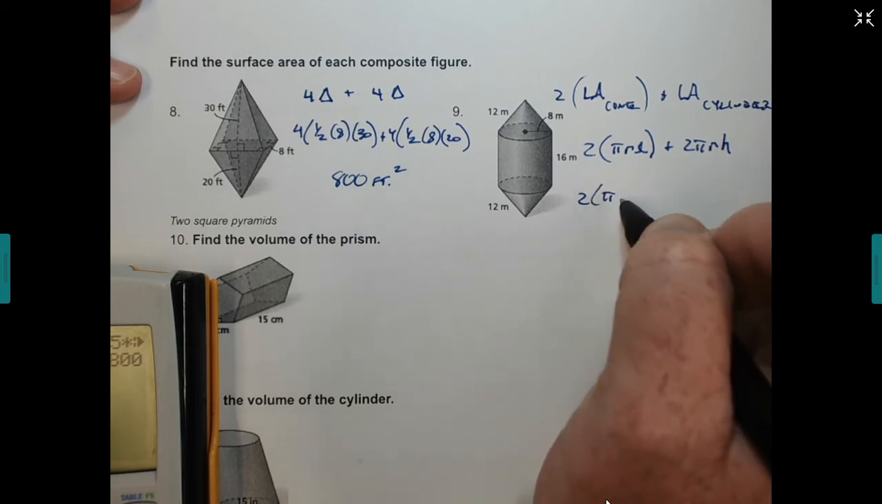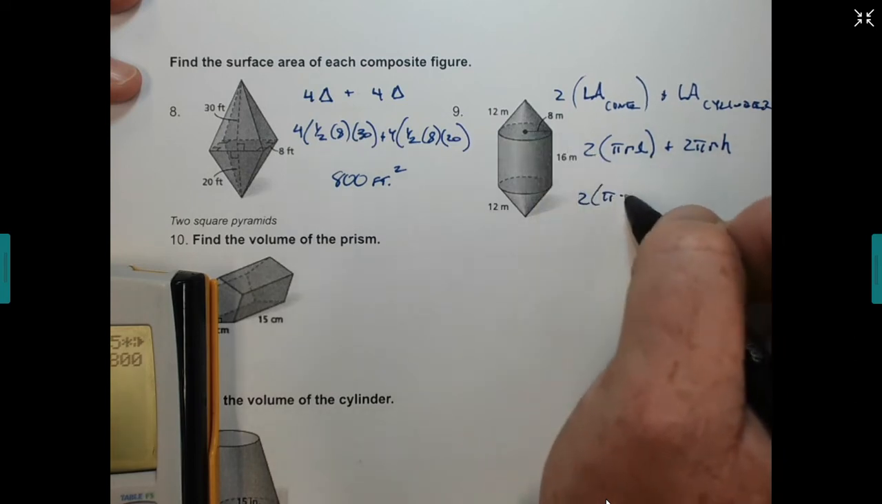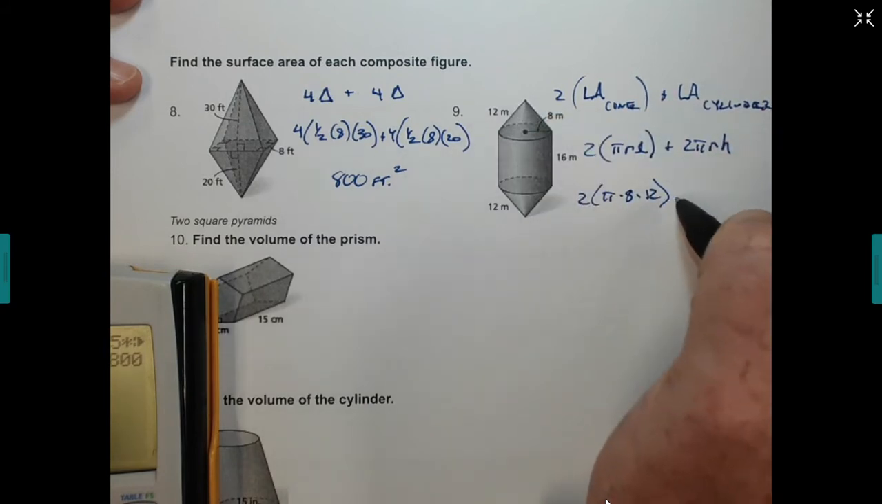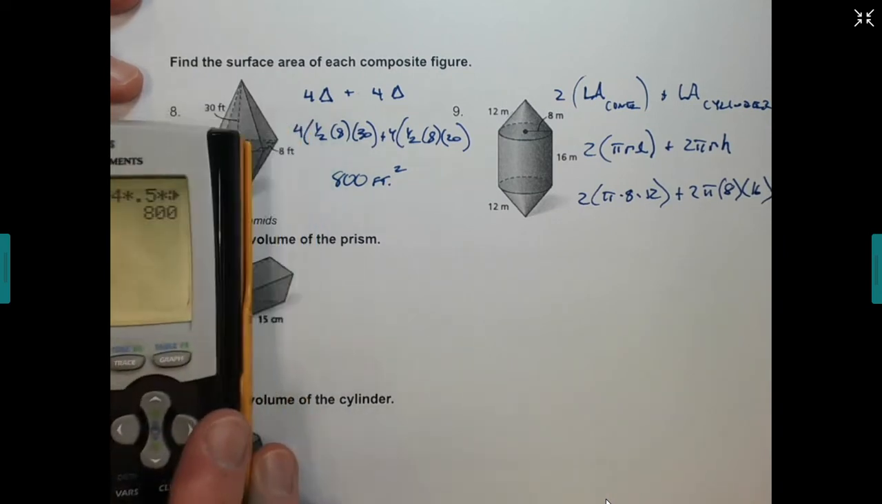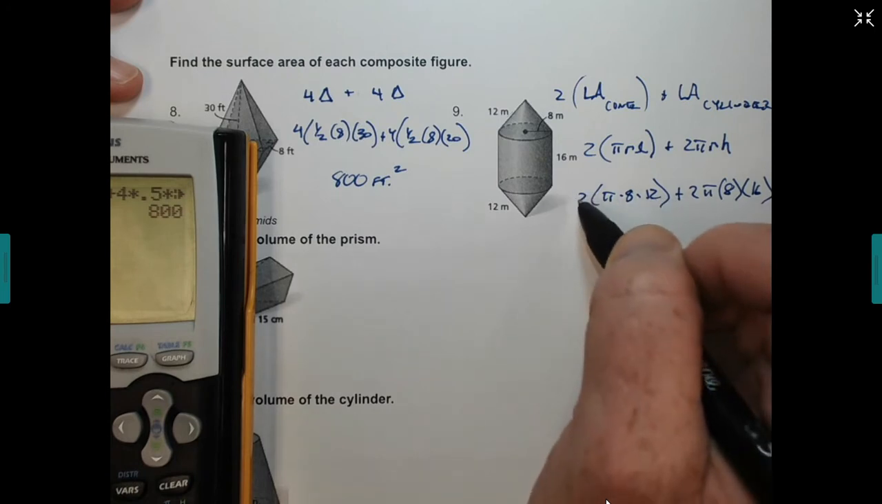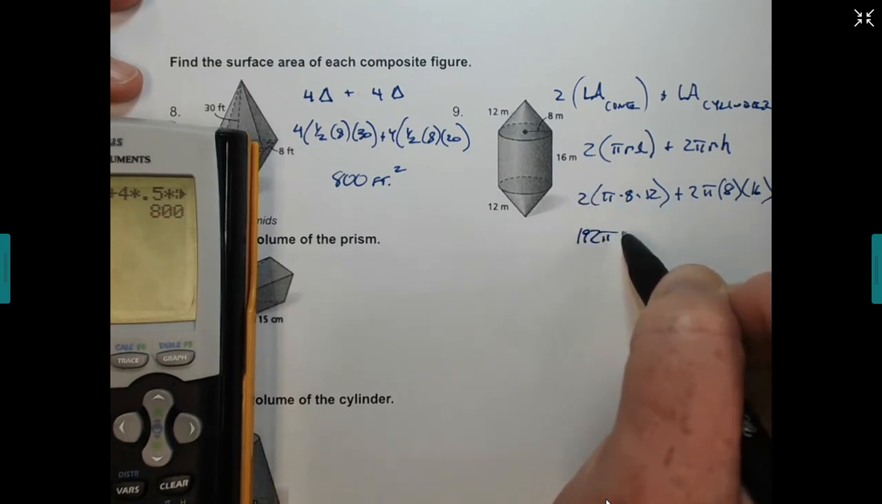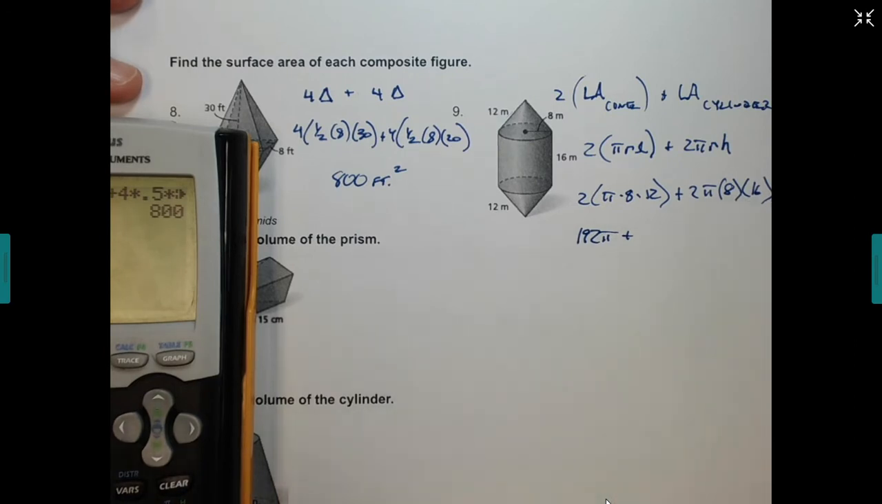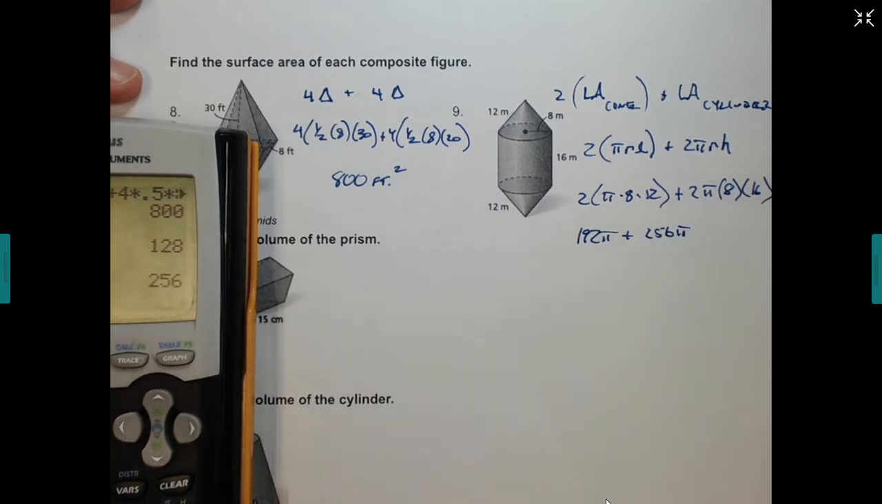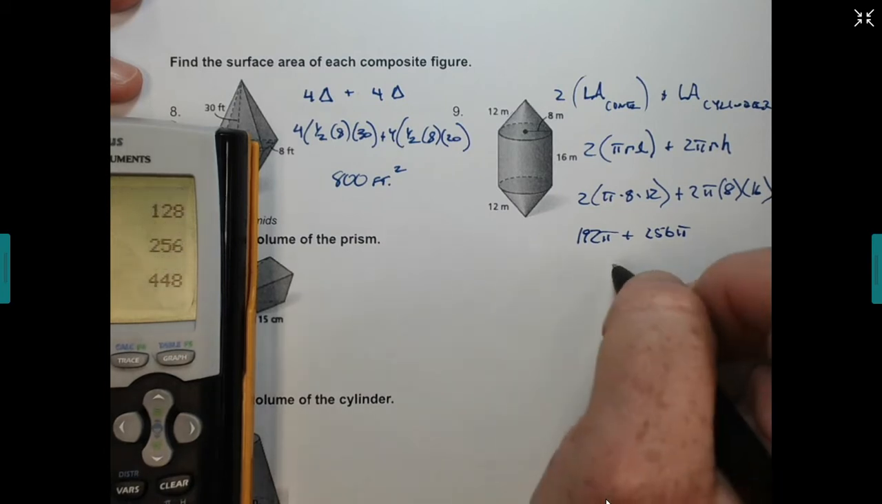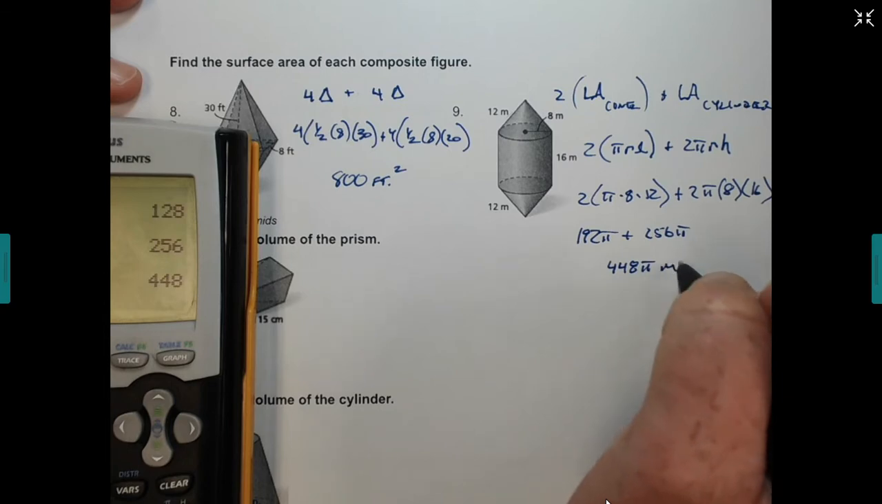So I'm going to do 2 times pi times the radius, which is 8, times the slant height, which is 12, plus 2 times pi times the radius times the height of the cylinder, which is 16. I'm going to leave my answer in terms of pi. I got 96 times 2, which is 192 pi. 8 times 16 is, I think it's 128. Let me just make sure. 8 times 16, 128 times 2. So I got 256 pi. And if I add those up, I got 448 pi meters squared.